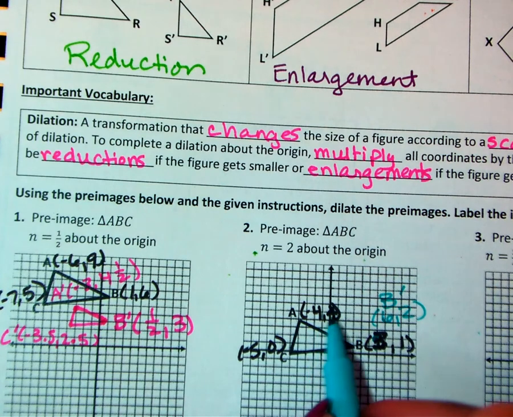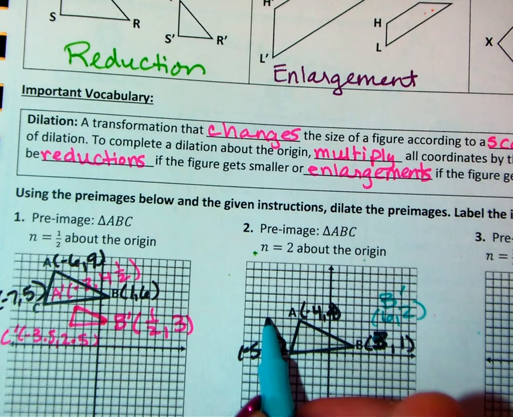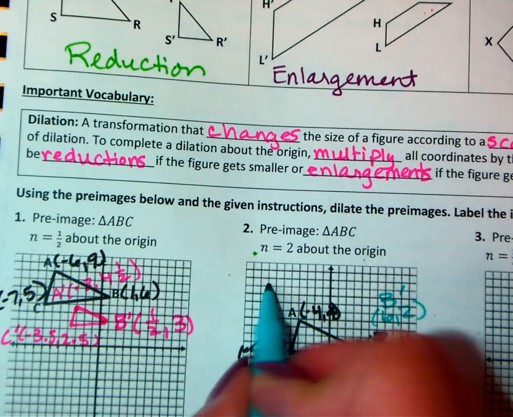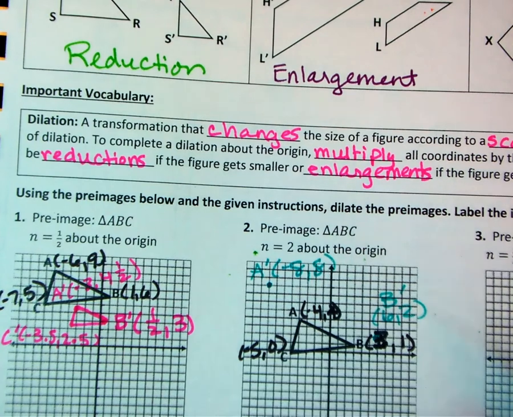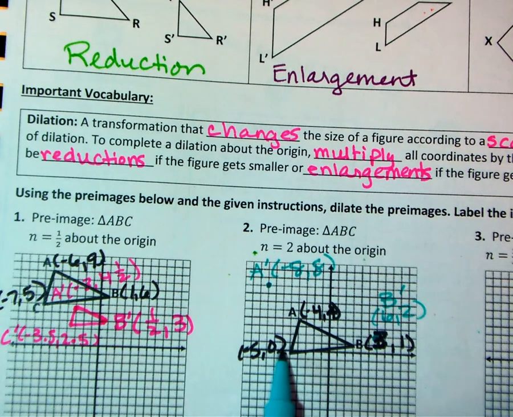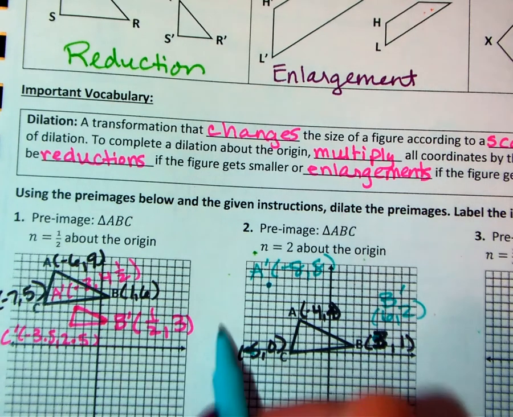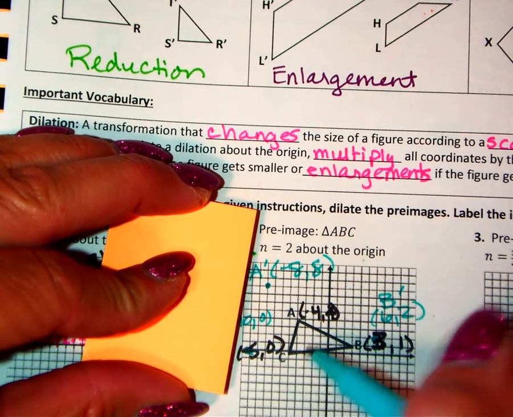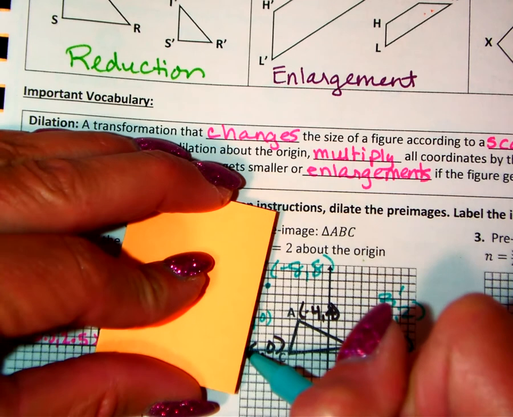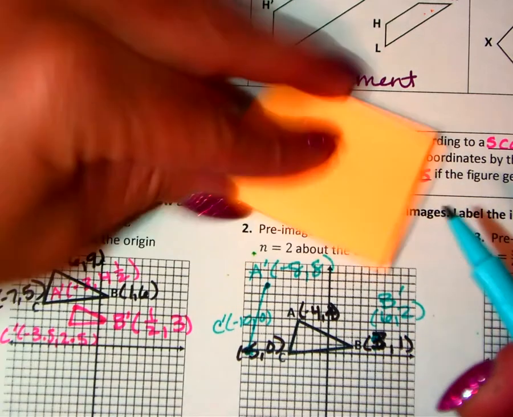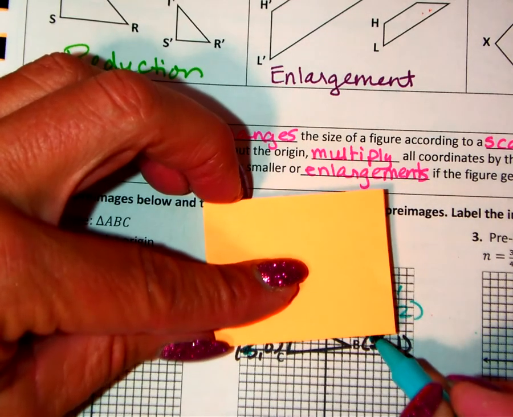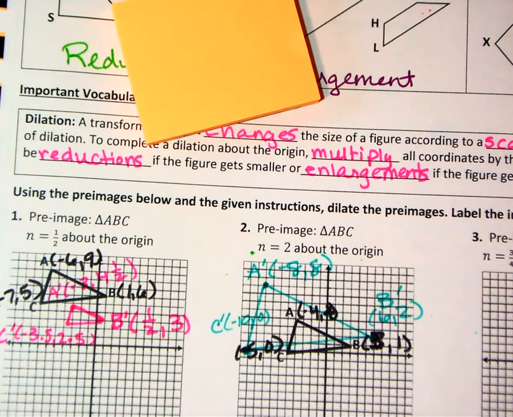If I double here, I get negative 8, positive 4. I'm sorry, that's at 4, 4, so negative 8, positive 8. A prime is at negative 8, positive 8. Doubling it makes it negative 10. Grab my straight edge here. And then finish it up. And we are done. There is my enlarged image with labels.